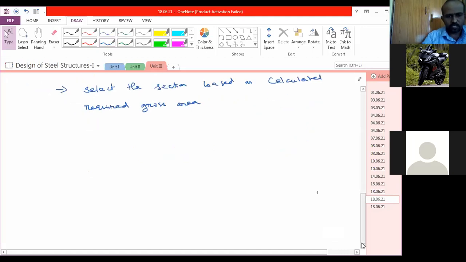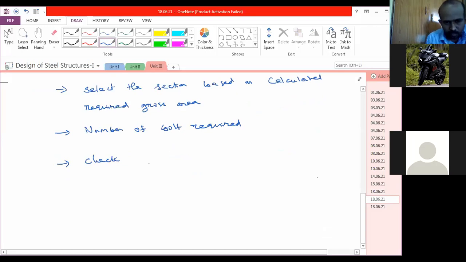If you have selected the section, then you have to calculate the number of bolts required. So the number of bolts required needs to be calculated. Then you have to check the length of the connection.